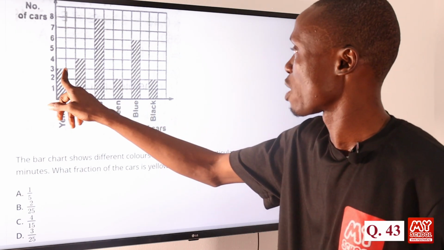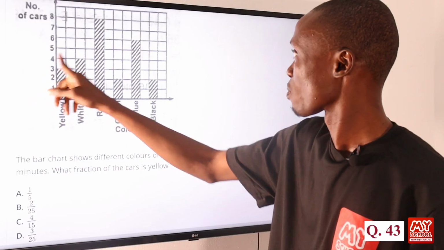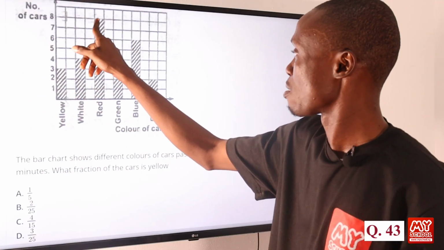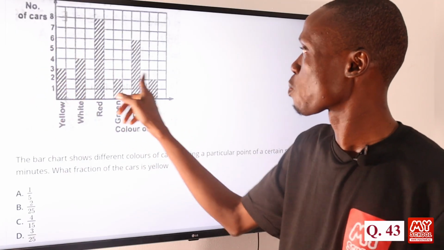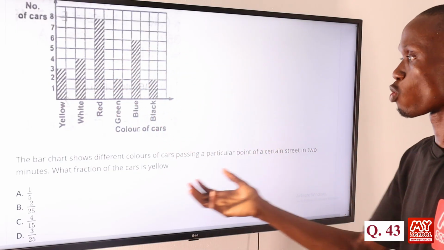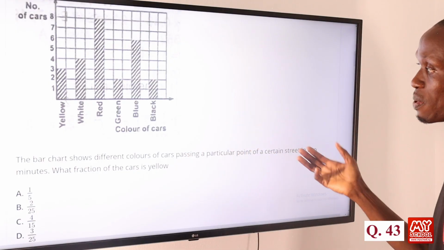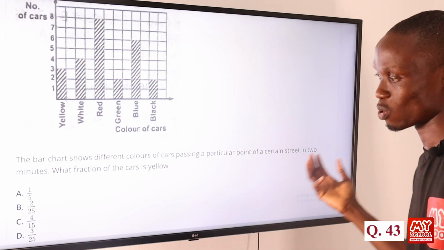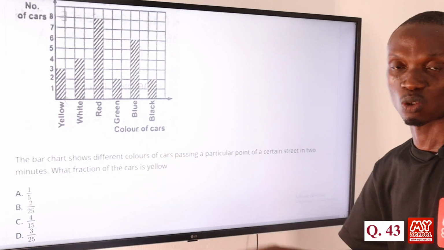If we trace this here, we'll have 3, plus 4, plus 6, plus 8, plus 2, plus 2. I think if we add all together, that will be equal to 25. So the fraction of the cars that is yellow will be 3 all over 25. That makes option D the correct answer to this question.